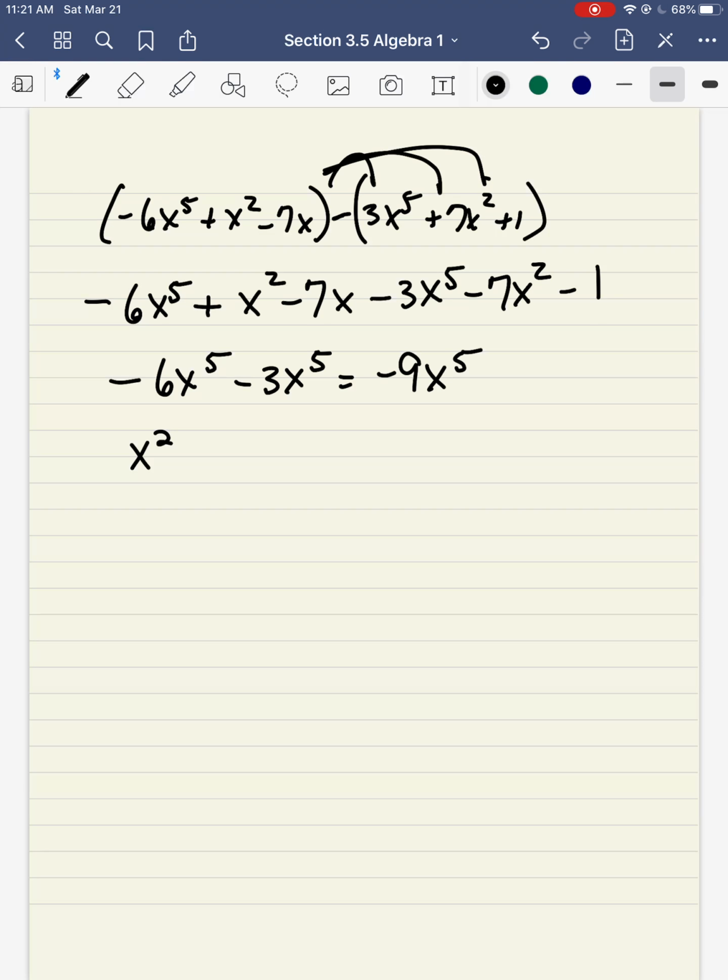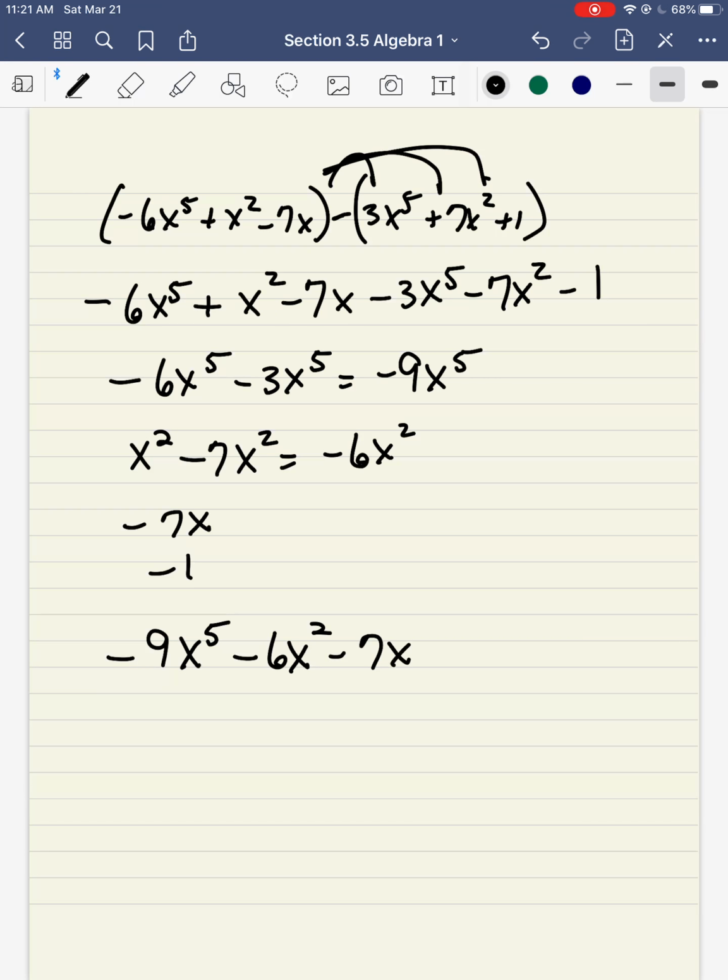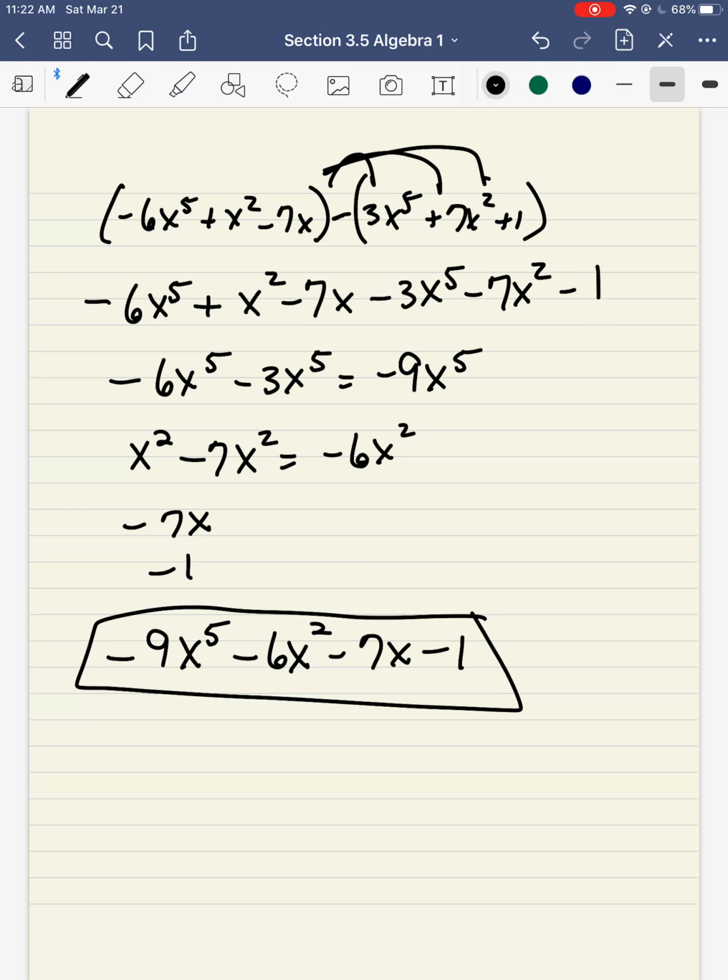On my x squareds, I have a 1x^2 minus a 7x^2. So that's going to be a minus 6x^2. 1 take away 7 is minus 6. And a minus 7x is all by itself. And a minus 1 is all by itself. So when I write my final answer, minus 9x^5 minus 6x^2 minus 7x minus 1 is the final answer.